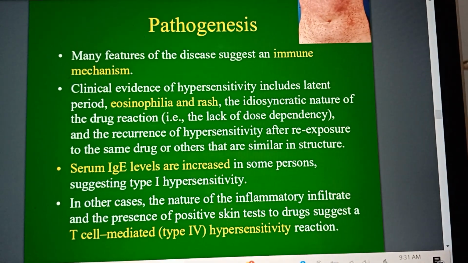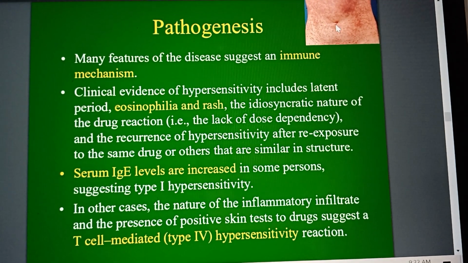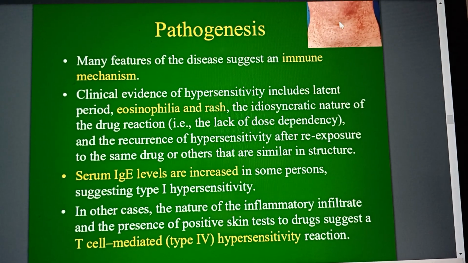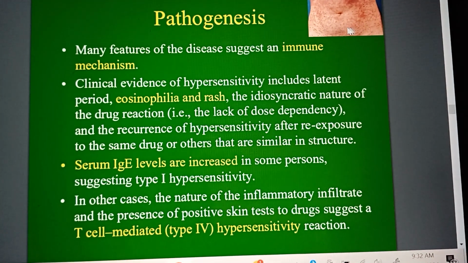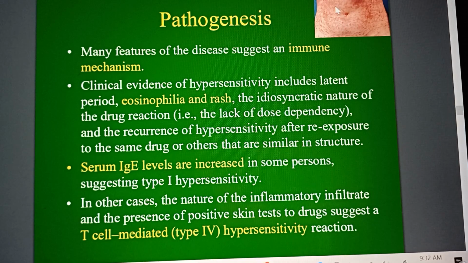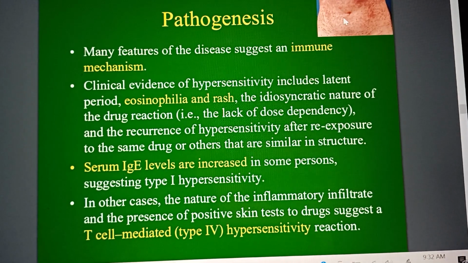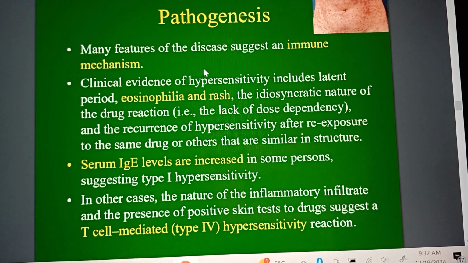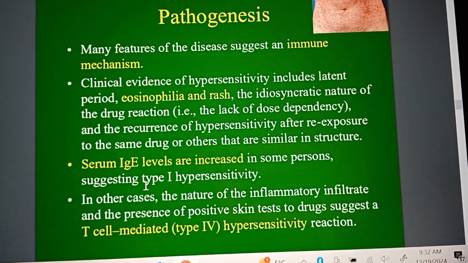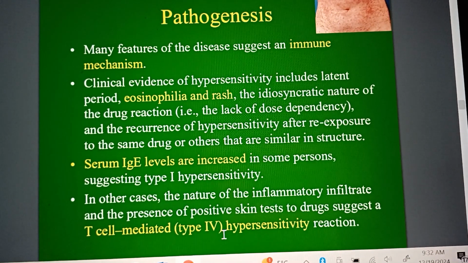The question is, what is the pathogenesis? You see this picture and you can see how there are rashes. So it is evidence that a hypersensitivity reaction is going on. What will be the clinical evidence? You will see the patient can have rash and the eosinophil levels can be increased. What is the main pathogenesis? The main pathogenesis can be a type 1 hypersensitivity reaction or a type 4 hypersensitivity reaction.